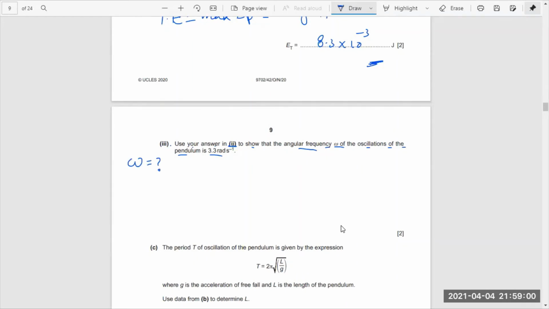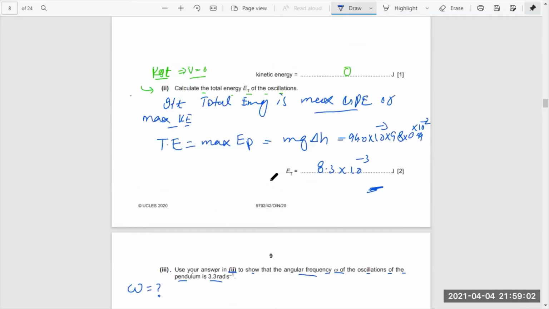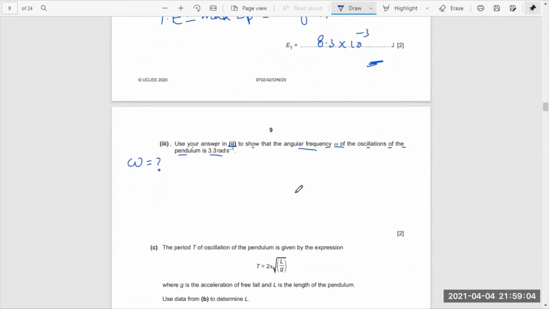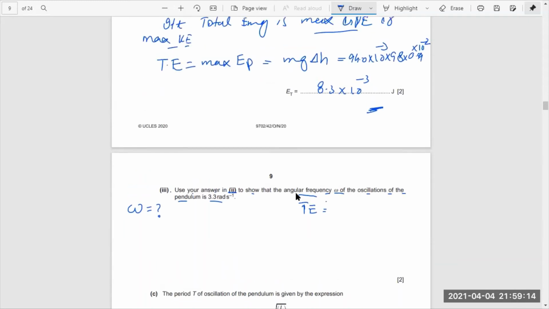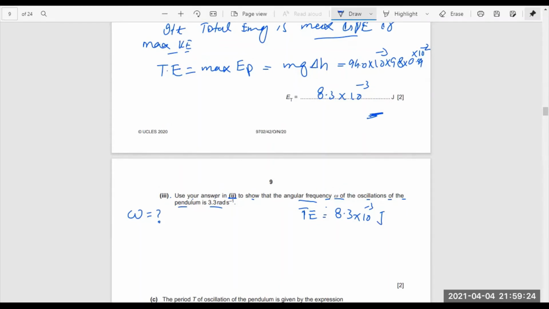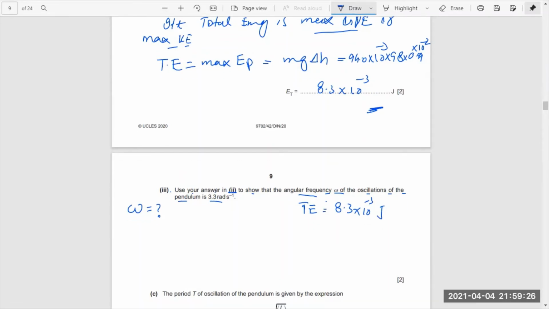And if we are going to use the answer into, so the answer into is we have got its maximum energy. We have got its total energy. So we have the total energy, and the value of the total energy is 8.3 into 10 raised to minus 3 joules. So now we have to find the link between the total energy and its omega.